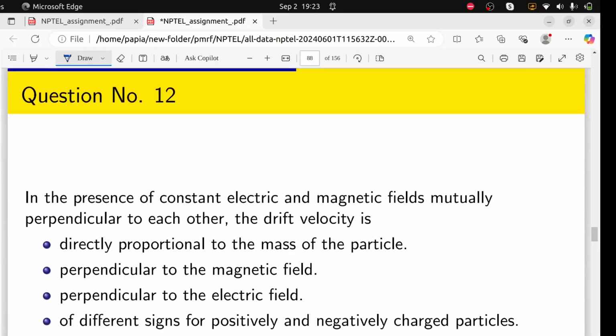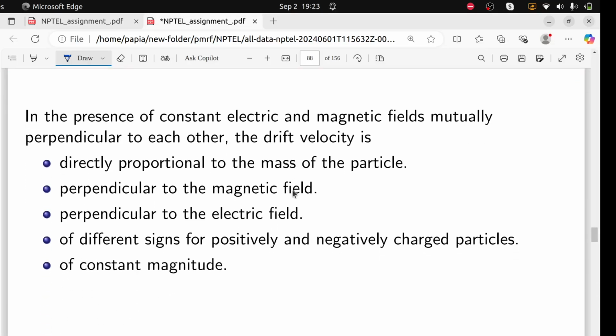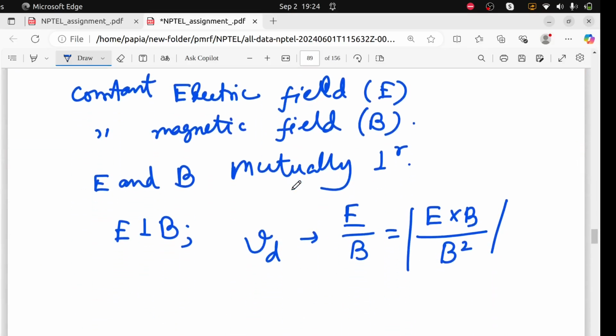So in presence of constant electromagnetic fields mutually perpendicular to each other, the drift velocity is directly proportional to the mass of the particle? Perpendicular to the magnetic field, perpendicular to the electric field, perpendicular to the magnetic field is wrong. Of different signs for positively and negatively charged particles? No, because there is no Q term here. Of constant magnitude, that is correct. Why constant magnitude? Because you can see here E is a constant, B is a constant, so E by B, or E cross B by B square, will both be a constant value.